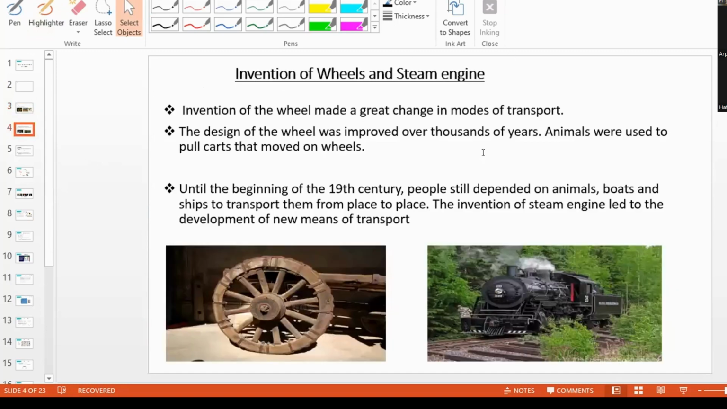Then a revolution came. They invented wheels. Once the wheels were invented, their life became easier. They prepared bullock carts, and in the bullock carts they used to move from one place to another. Another revolution came in the beginning of the 19th century. What happened? The steam engine came into existence. When the steam engine came into existence, people's life became more and more easy. It was much more convenient to move from one place to another, right?